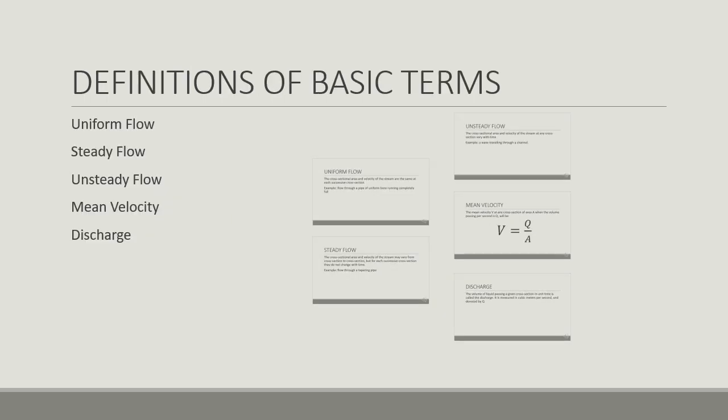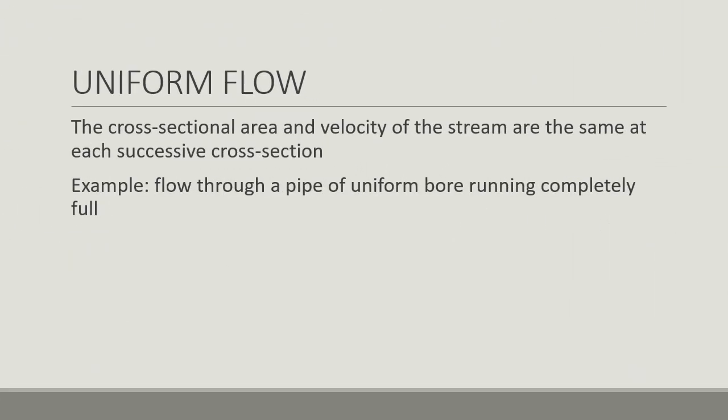Now, definitions of basic terms in liquids in motion. Uniform flow. The cross-sectional area and velocity of the stream are the same at each successive cross-section. Things to note here: the cross-sectional area and velocity of the stream are the same at each successive cross-section. What does this mean? Example is flow through a pipe of uniform bore running completely full.